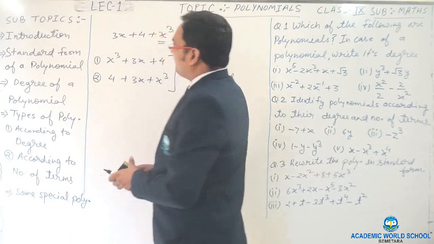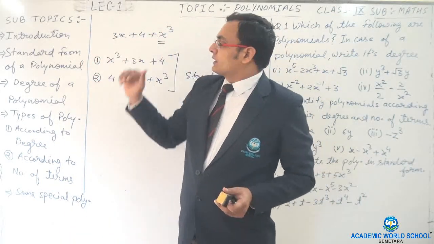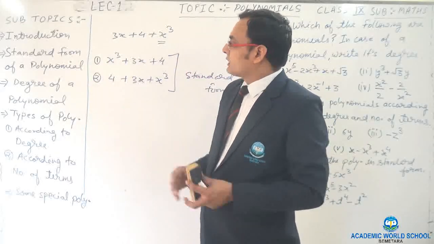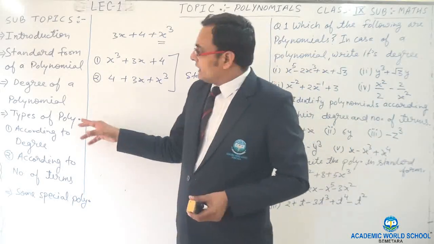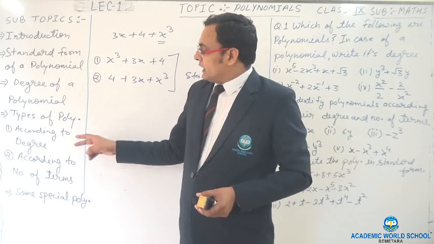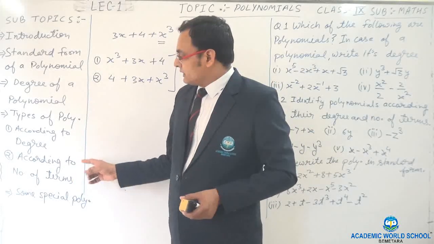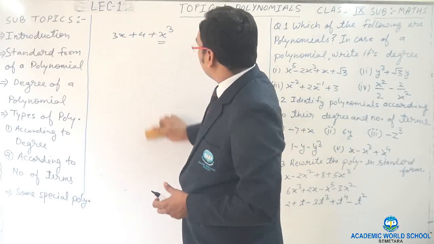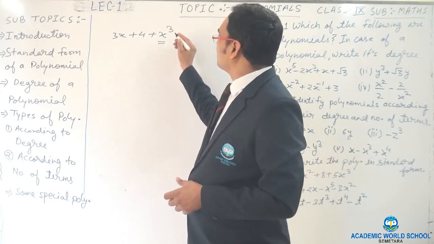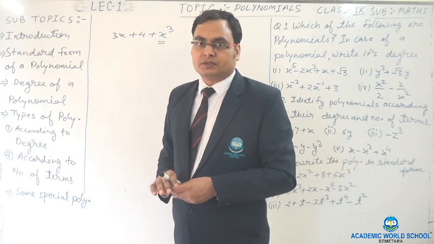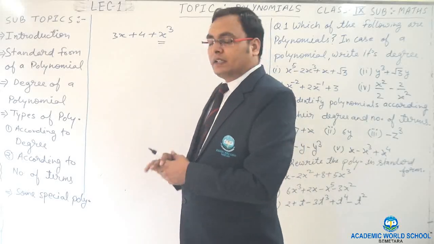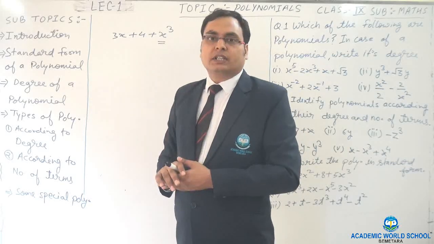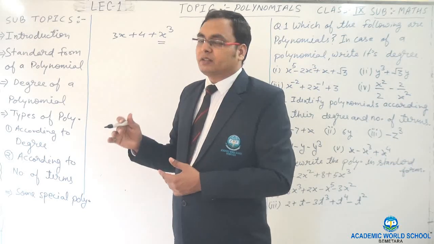Next, we have studied up to here introduction, standard form of a polynomial, degree of a polynomial. Now we will understand what are the types of polynomial. We divide a polynomial according to their degree and according to their number of terms. If you look at this example only, the degree of this polynomial is 3 and it is having 3 terms. Because the degree is 3, we say it is a cubic polynomial, and because it is having 3 terms, it is known as trinomial. We will understand it step by step.